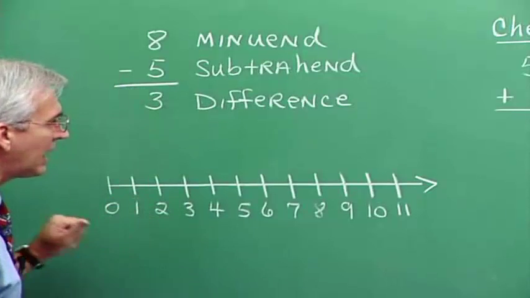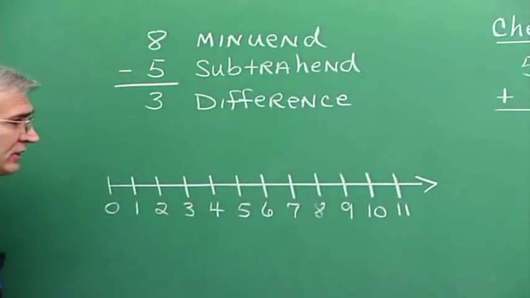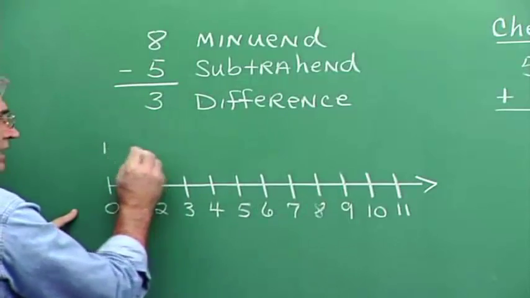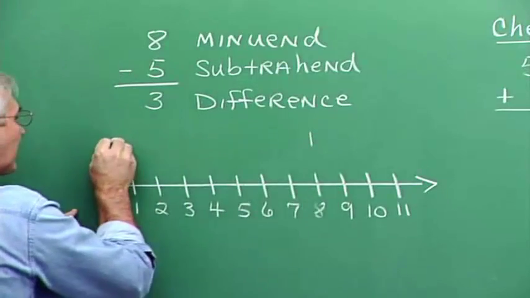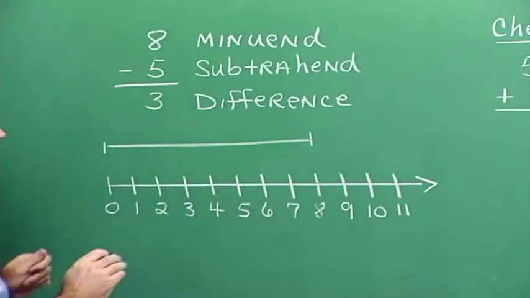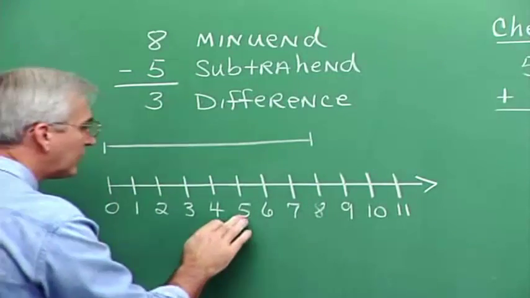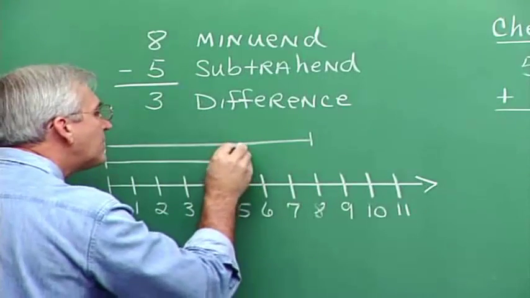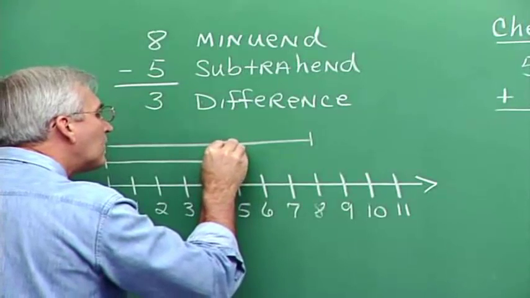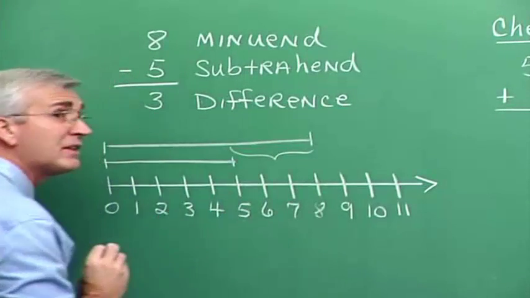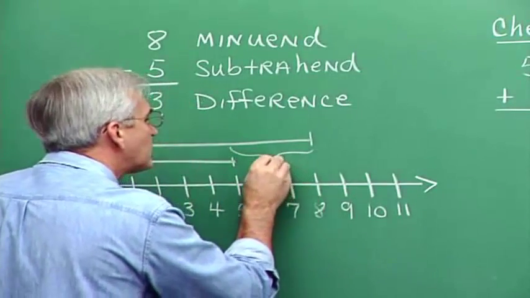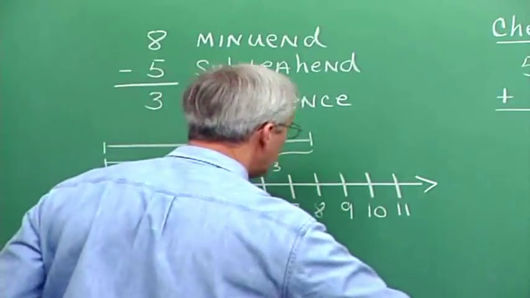Now, the number line can be used to illustrate subtraction in a couple of different ways. The minuend 8 can be identified as the distance from here to right here. And then the subtrahend is a different distance, it's 5. And the difference between them would be this distance. How long is that? How many units is it? 1, 2, 3. You see it's 3 units. So that's one way we could think about the situation.